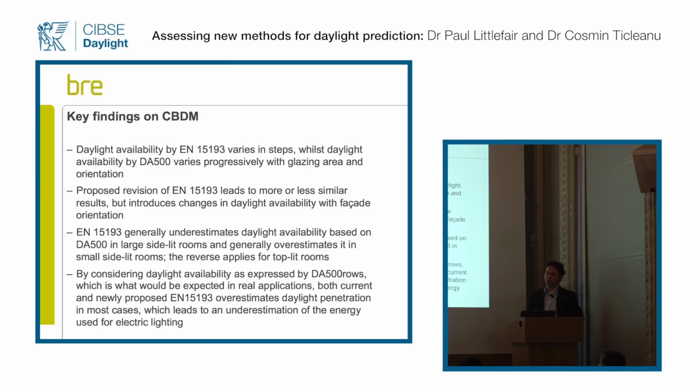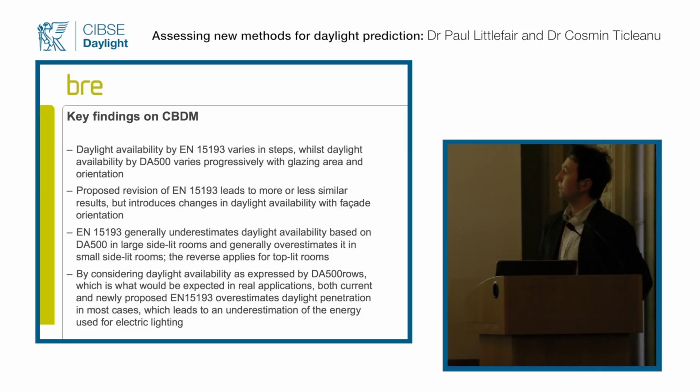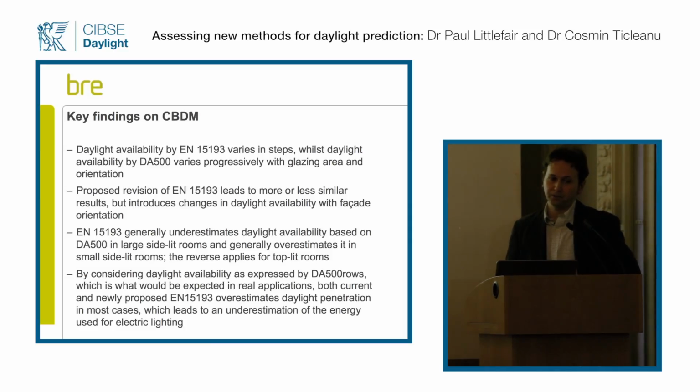However, by looking only at the daylight availability predicted using the average daylight autonomies at luminaire row ends, which is what we would expect in a real application, both the current and the newly proposed version of the European standard overestimate daylight prediction in most cases. So this leads to an underestimation of the energy used for electric lighting. So this is something which would need to be considered, we would say.